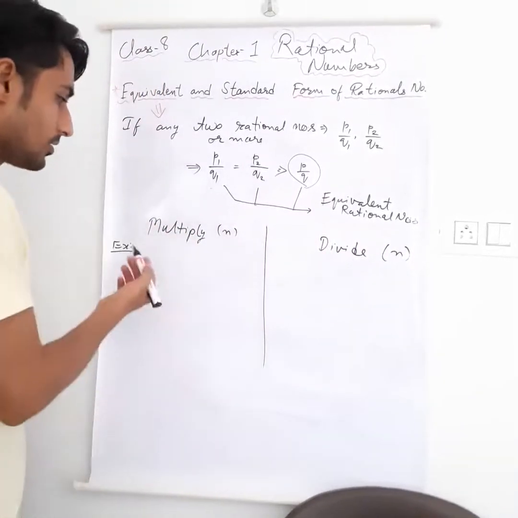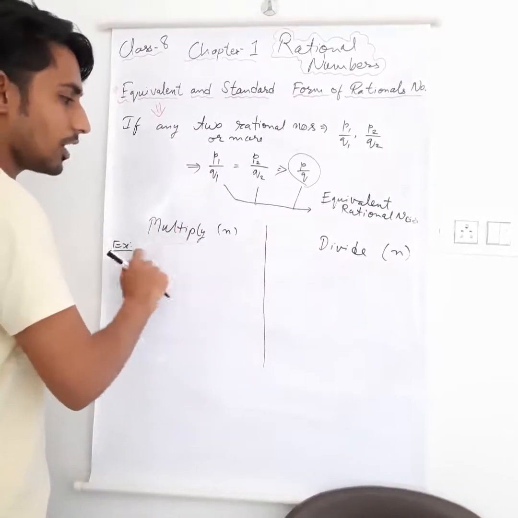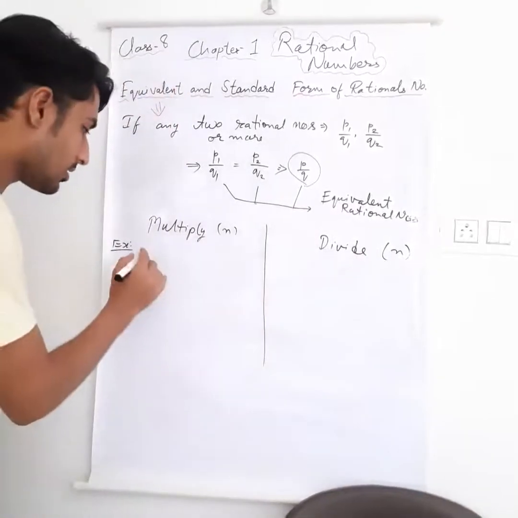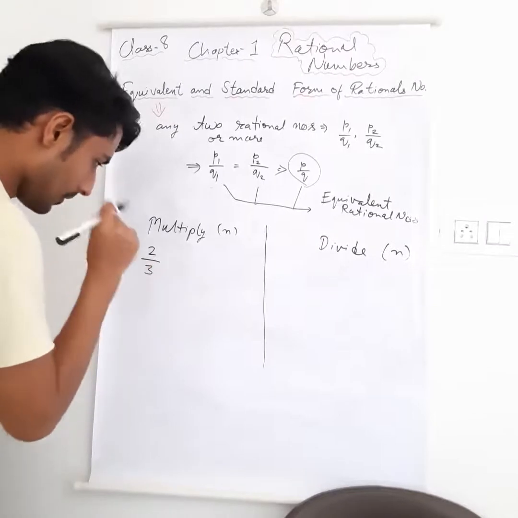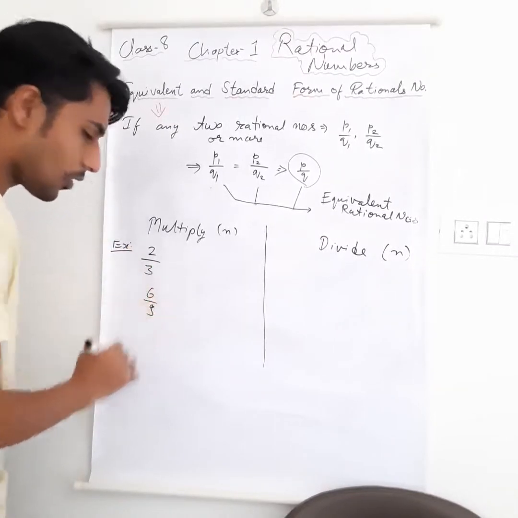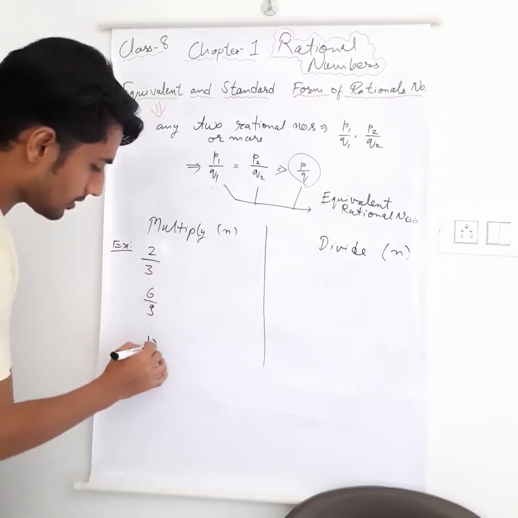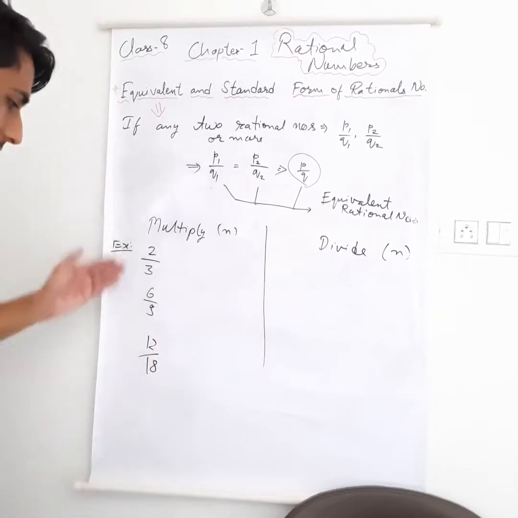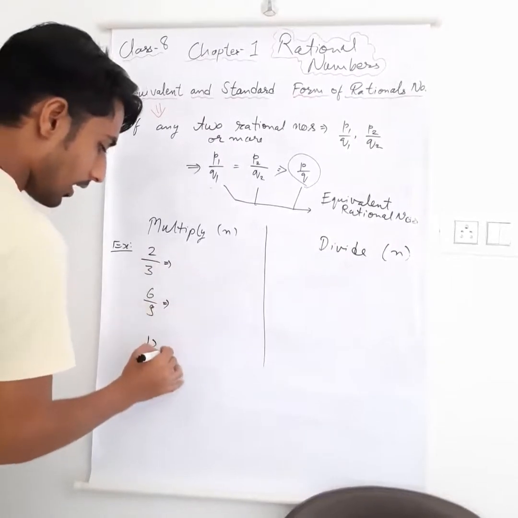Let's check. This can be done by two methods: we multiply by some number n, or we divide by some number n. Let's take an example: one number is 2 upon 3, the other is 6 upon 9, and one more, 12 upon 18. If you check, all these are equal.